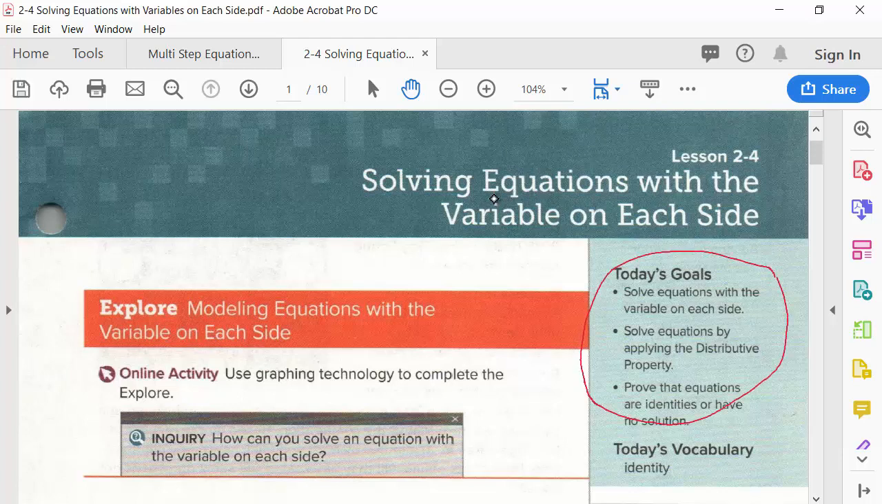We're not going to cover all these goals today because this is actually a 2-day lesson, so some of them we'll cover in the next video. And that also includes the vocabulary of identity down here. That would be in the next lesson.